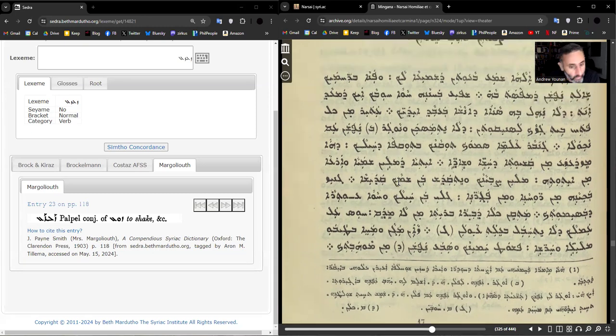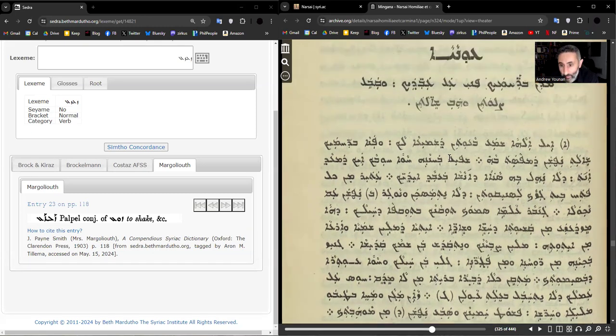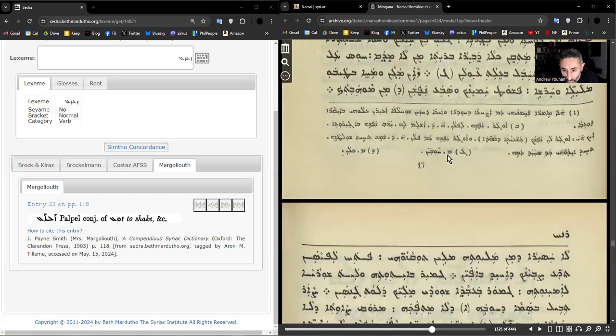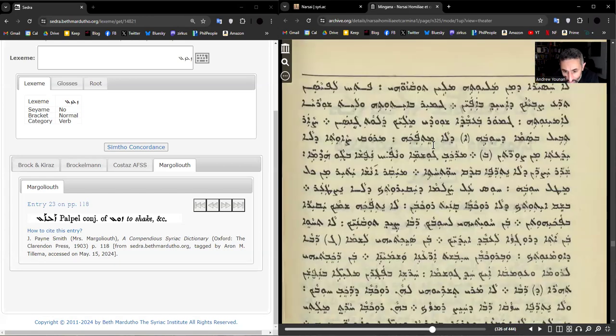Okay. How long have I been going? About a half an hour. So I guess that's enough. So this Narsai piece is really nice. It's a good one to practice with. It's actually not one of his easier ones. There's actually some easier memra.